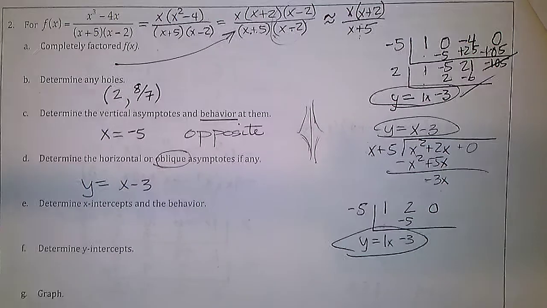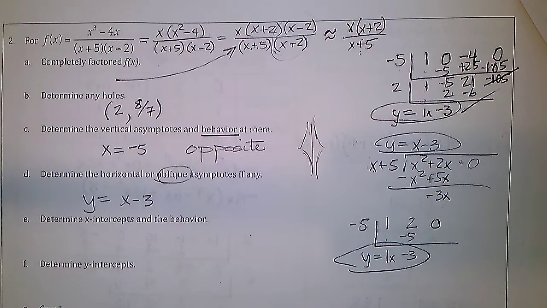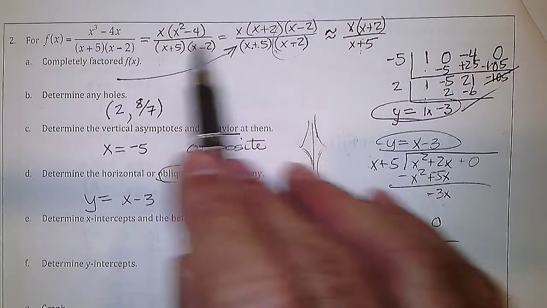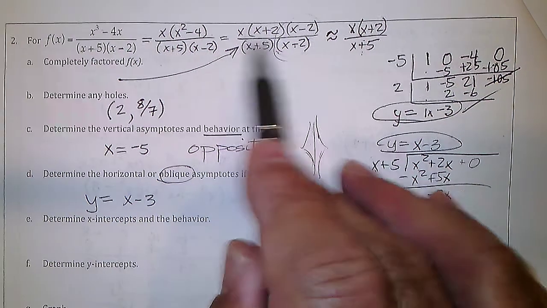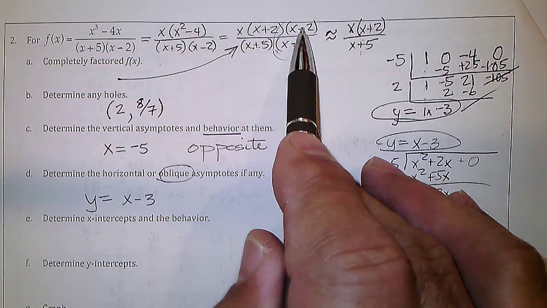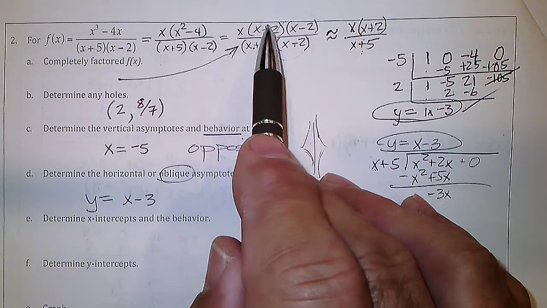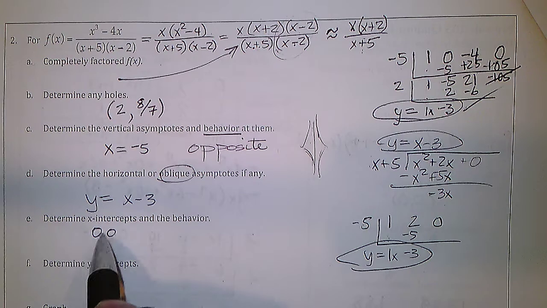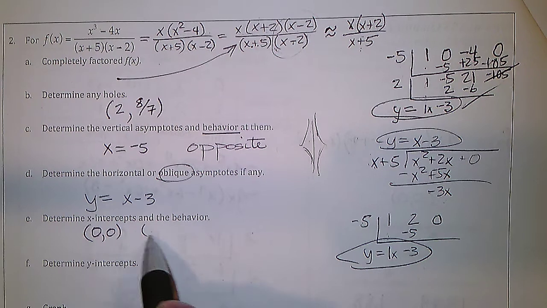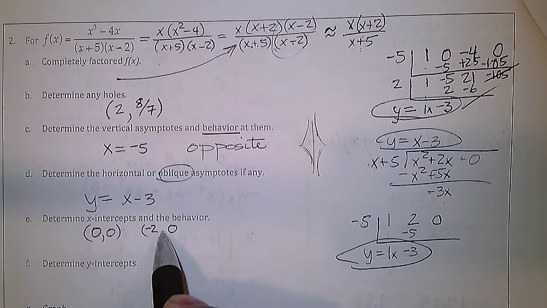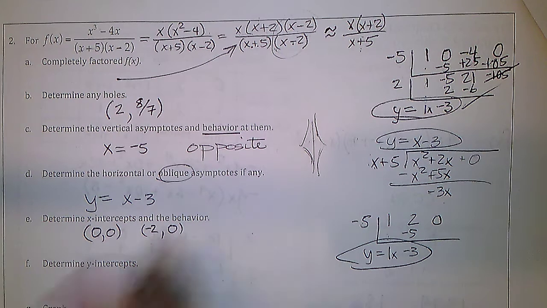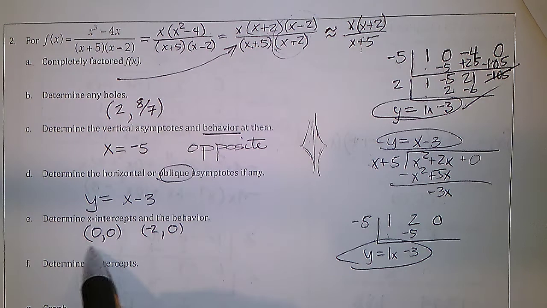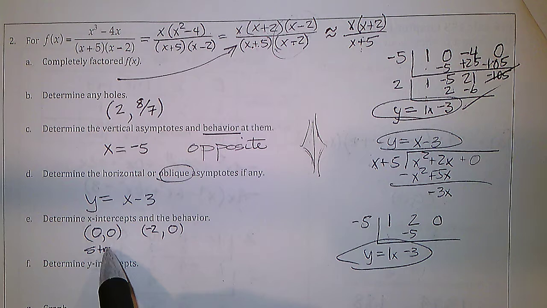So, x-intercepts. Well, the x-intercepts come from the numerator being equal to 0. Again, that's a hole, so it won't be an x-intercept, so we've got one at 0 and minus 2. When x is 0, y is 0, and when x is negative 2, y is 0. And since these factors each happen once, it's going to go straight through.